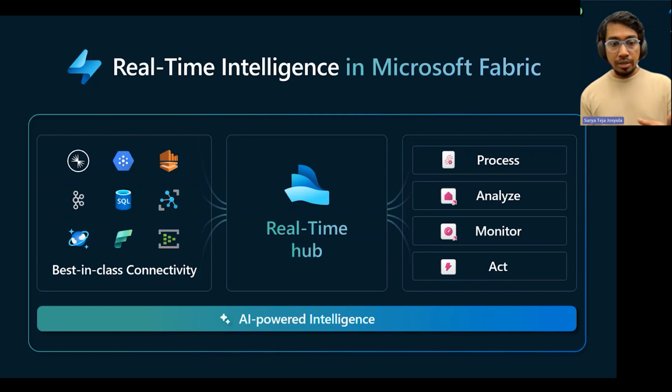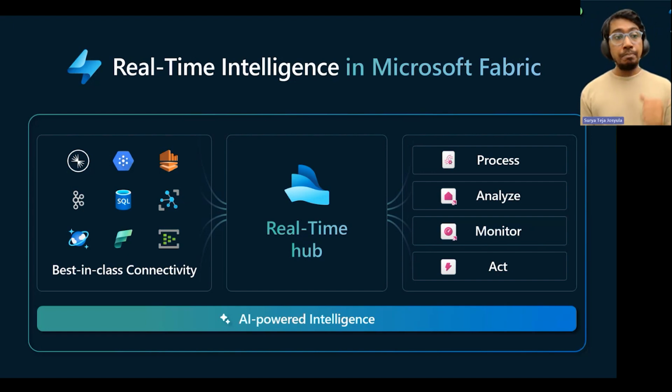Now, what I've just talked about is setting your source, connecting, and then process, analyze, monitor, and act. Ingest and process happens in event stream. Analysis happens inside event house. Monitor is where you can create a more real-time dashboard on your time series data. That's what real-time dashboard provides. And finally, act. Act is where data activator comes into the picture, wherein you can monitor certain attributes and take actions on top of it.